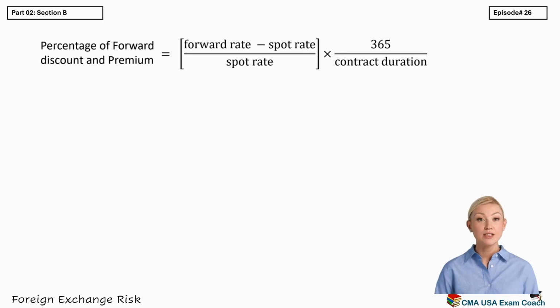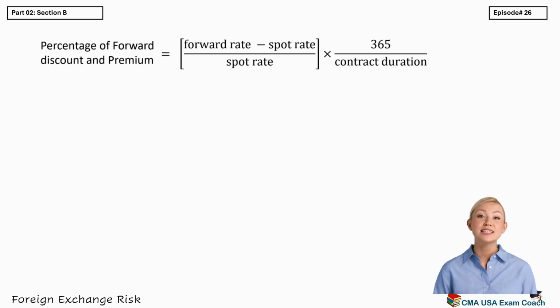Here's what these terms mean. The forward rate is the agreed exchange rate for a currency transaction that will happen in the future. The spot rate is the current exchange rate for immediate settlement. The contract duration is the number of days until the forward contract matures. If the forward rate is higher than the spot rate, the currency is said to be trading at a forward premium.